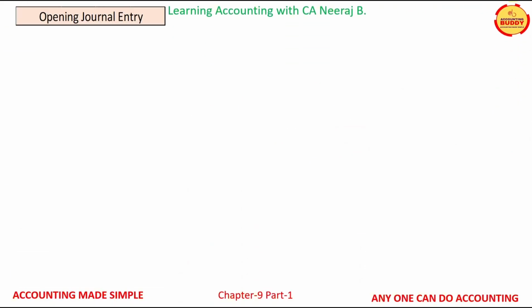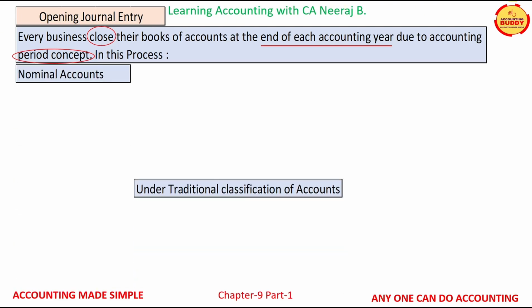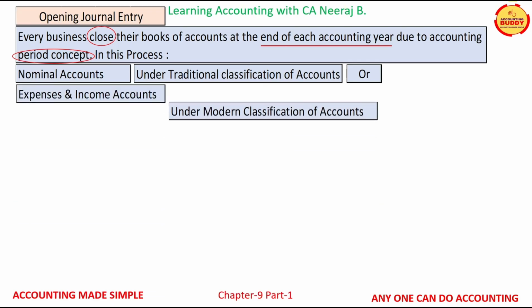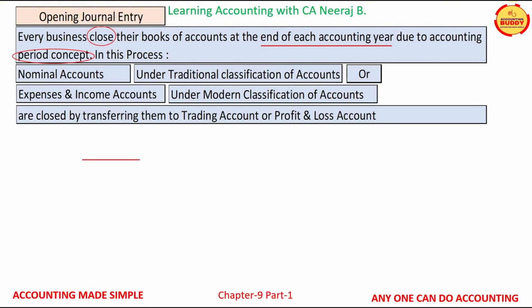Let us now learn about the opening journal entry. Every business closes its books of accounts at the end of each accounting year due to the accounting period concept. In this process, nominal accounts under the traditional classification of accounts, or expense and income accounts under the modern classification of accounts, are closed by transferring them to the trading or the profit and loss account.